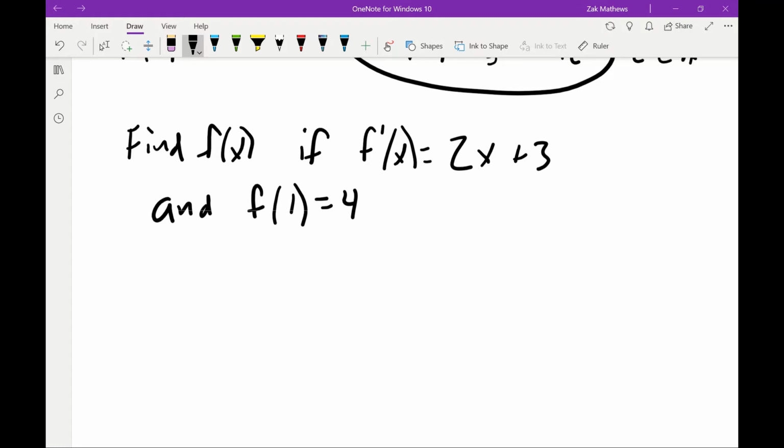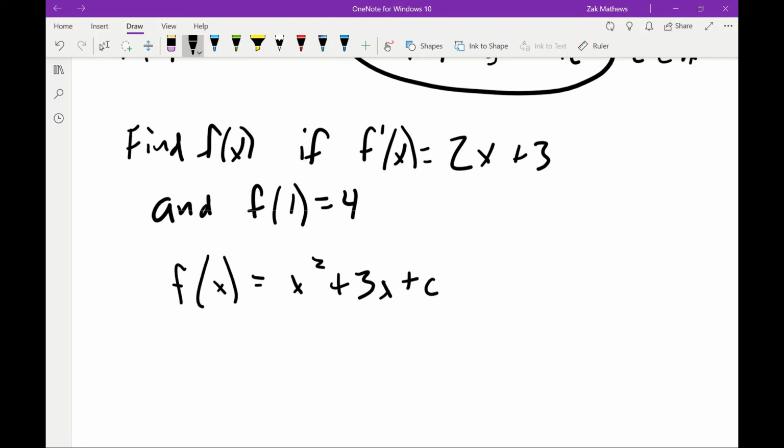So I'm going to start off the same way. I'm going to say, well, if I know f prime of x, I can find f of x. I'm going to undo the 2x. That's going to have to be an x squared because we always have to step those exponents up by 1. And then taking the derivative of x squared would be 2x. That looks good. The 3, that had to start as a 3x. And then I need a plus c.